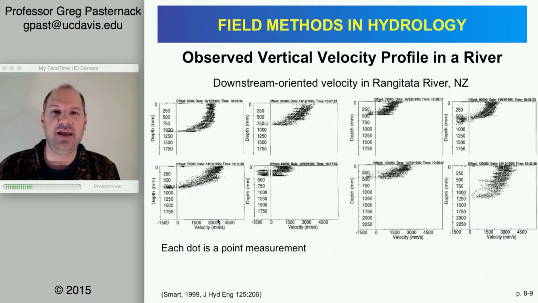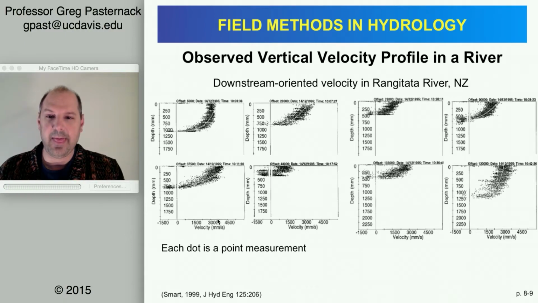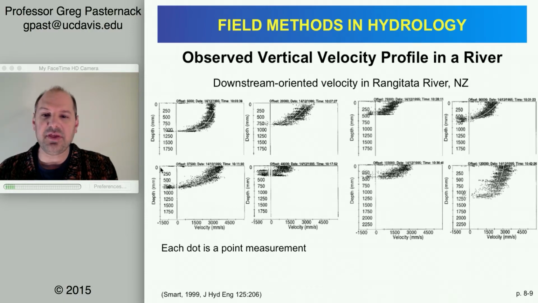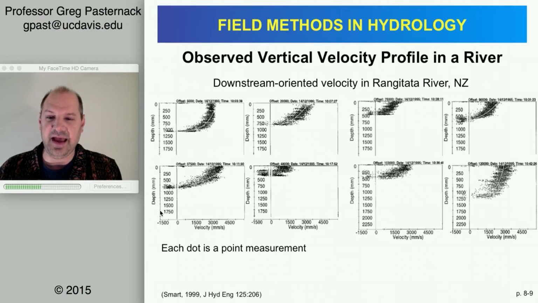Here's some data to illustrate vertical velocity profiles. On the x-axis is velocity, and on the y-axis is depth. Zero depth is at the surface, and depth is increasing here, in units of millimeters and millimeters per second. These are depths up to 1.7 meters or 2.2 meters of water depth, so relatively shallow flows. Every little dot here is a velocity measurement made in a river in New Zealand. When you put them all together, a best fit line is shown as this white line through the middle, and you can see that they can be quite different.